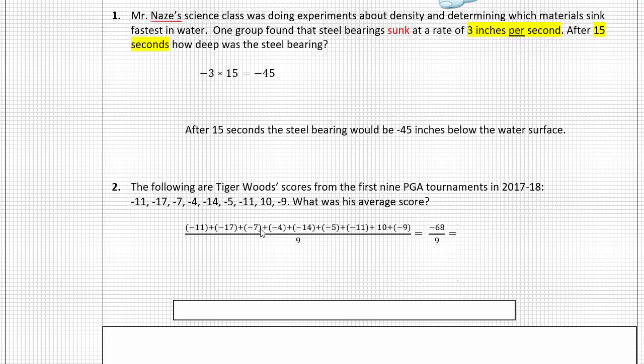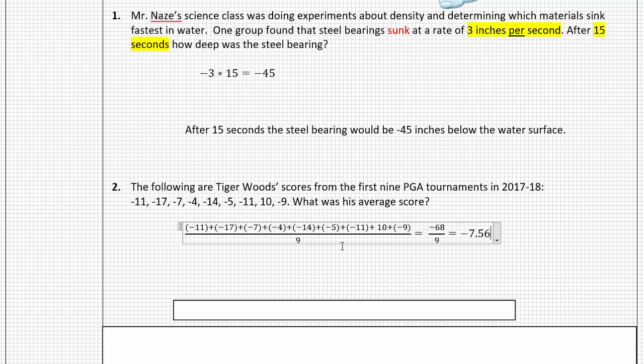Alright, so if we add up these 9 scores, we should get a value of negative 68. And if we divide negative 68 divided by 9, we've got a negative divided by a positive. So I would expect my answer to be negative. And then I would expect you're going to get a repeating decimal. So you're going to get 7 and 5/10 repeating. But I'm going to go ahead and round that to the hundredths and round it to negative 7 and 56/100ths. So that would be his average score.